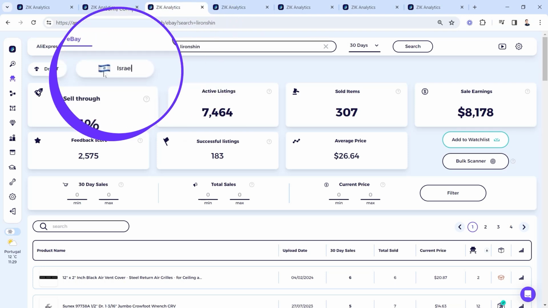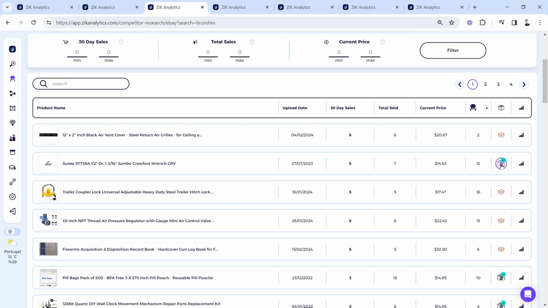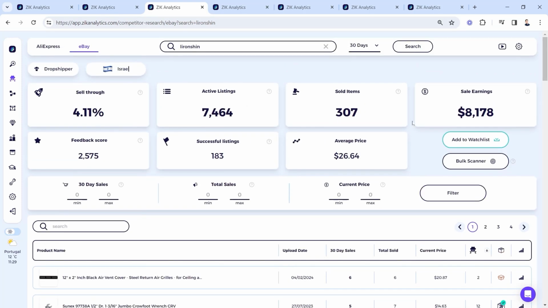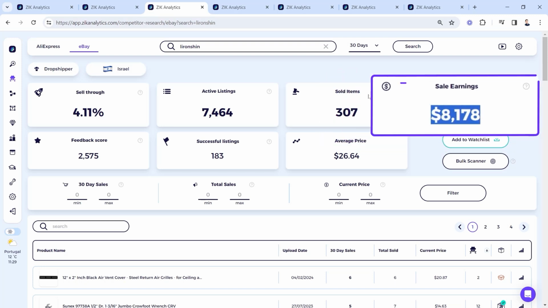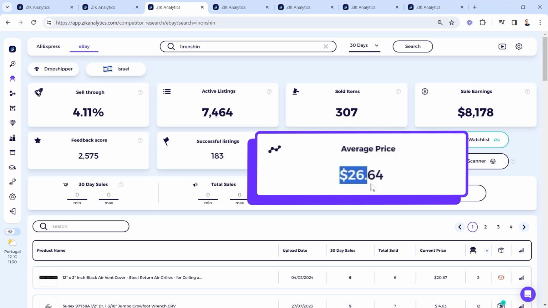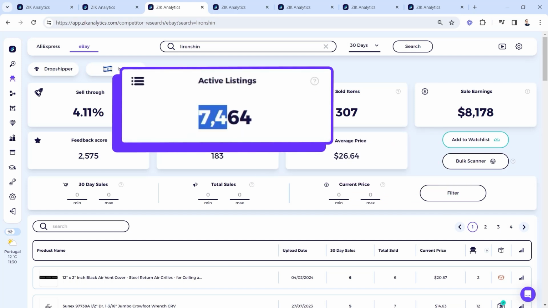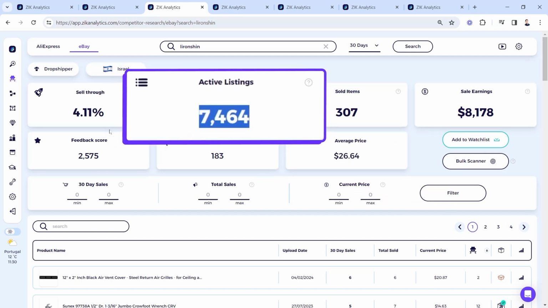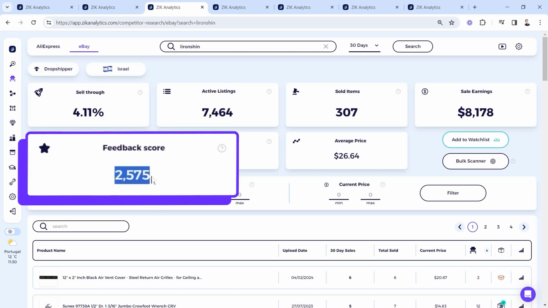Okay, this is an Israeli dropshipper. He's dropshipping from Amazon to eBay, as you can see. And I'm going to analyze the statistics. His sale earnings revenue is $8,000 per month. He sold 307 items for a $26.64 average selling price. He has 7,464 active listings. The sell-through rate is 4%. And you have 2,575 feedbacks.